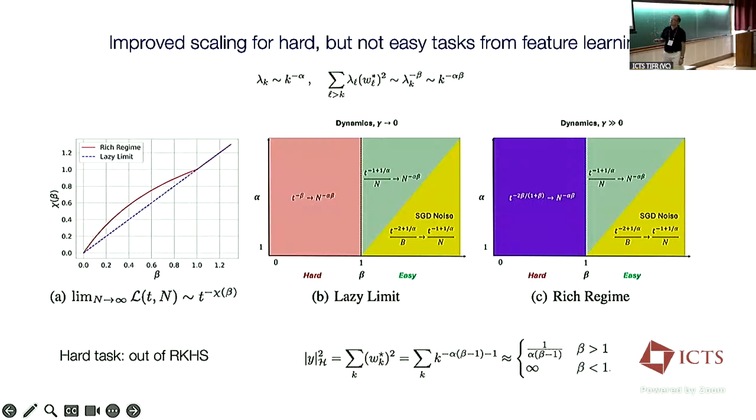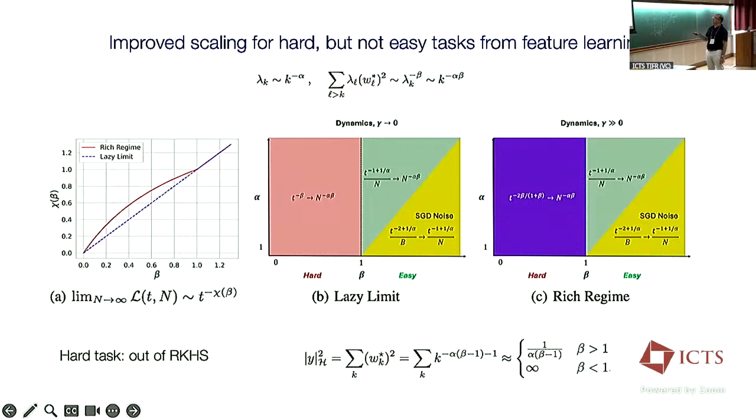So this is what it's showing. For example, as N goes to infinity, the loss as a function of t scales like t to some power exponent, and this exponent depends on beta, so we're plotting against beta. This is the lazy exponent, and this is the rich regime exponent. You're seeing a benefit for the rich regime, and not seeing a benefit for the lazy regime.